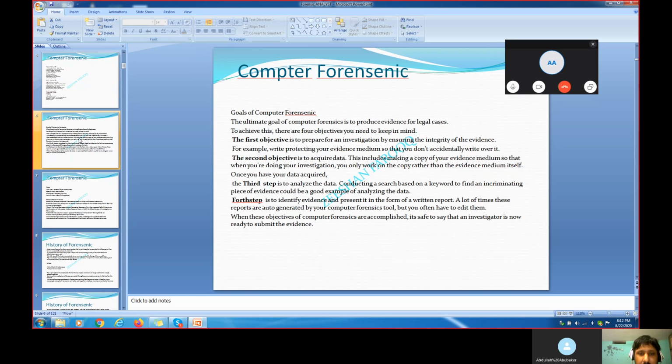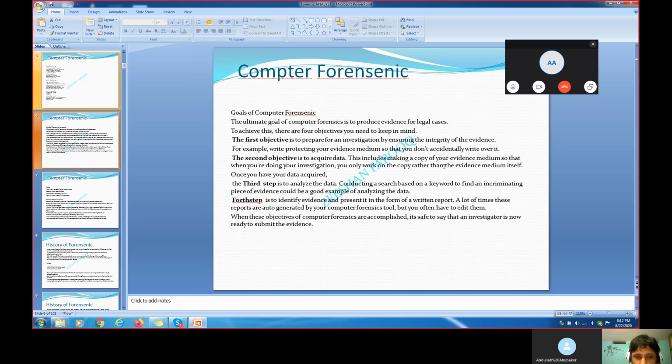Okay, any event happened, what will you do? You will try to be careful, right? Whenever the event happens, you will try to acquire the data. Number second objective is what? You are trying to acquire the data. You check whether you have any copy of the evidence.